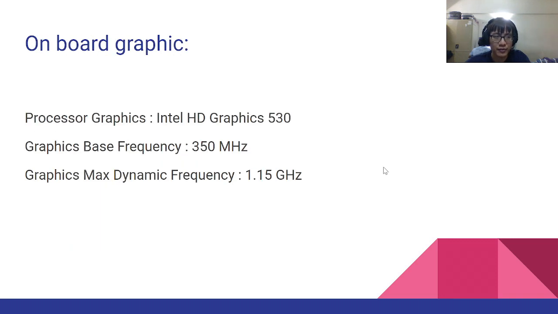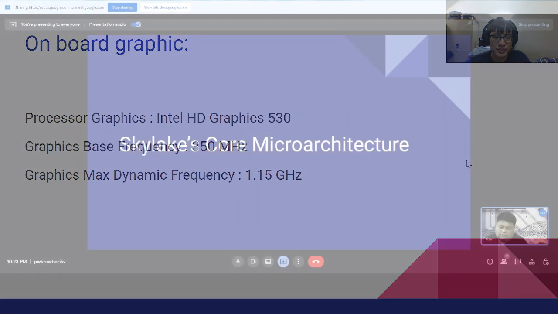The onboard graphic is Intel HD Graphics 530. The graphics base frequency is 300 MHz, and the graphics max dynamic frequency is 1.15 GHz.